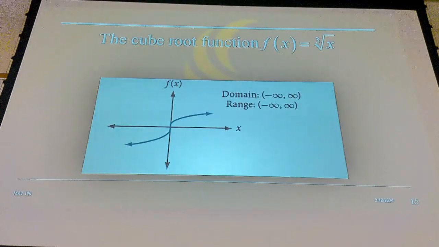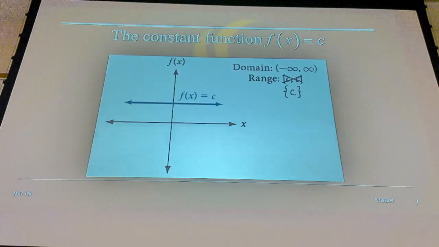So, is that even, odd, or neither? Unlike with numbers, a function can be neither even nor odd. It doesn't have to be one of them. So would the constant function be even, odd, or neither? This is even. Well, why is it even? Hmm? Why is it even?